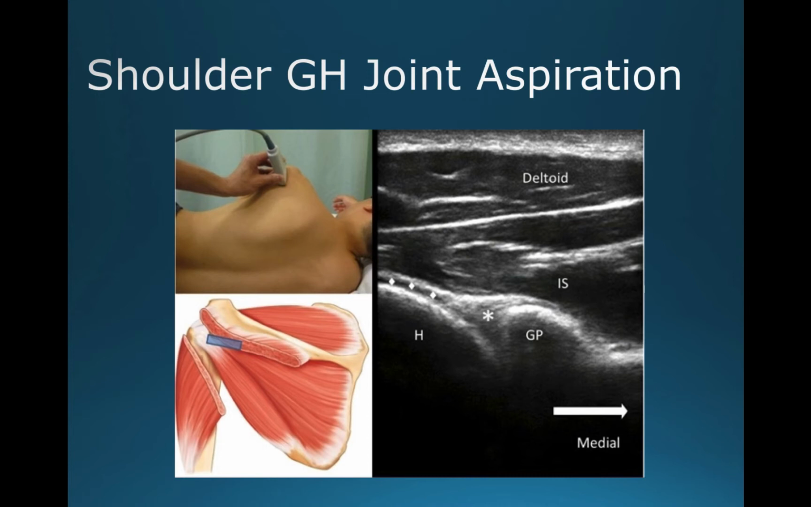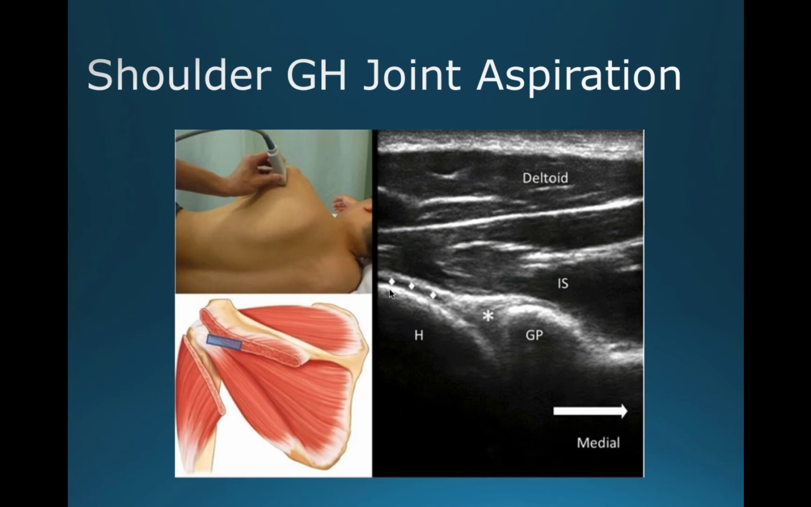The way that I will do a shoulder glenohumeral joint aspiration, I have the patient lying on their side, and I have the probe in this position right here. Depending on their size, I will either use the flat or the curvilinear probe. And then I go from a medial to a lateral approach.